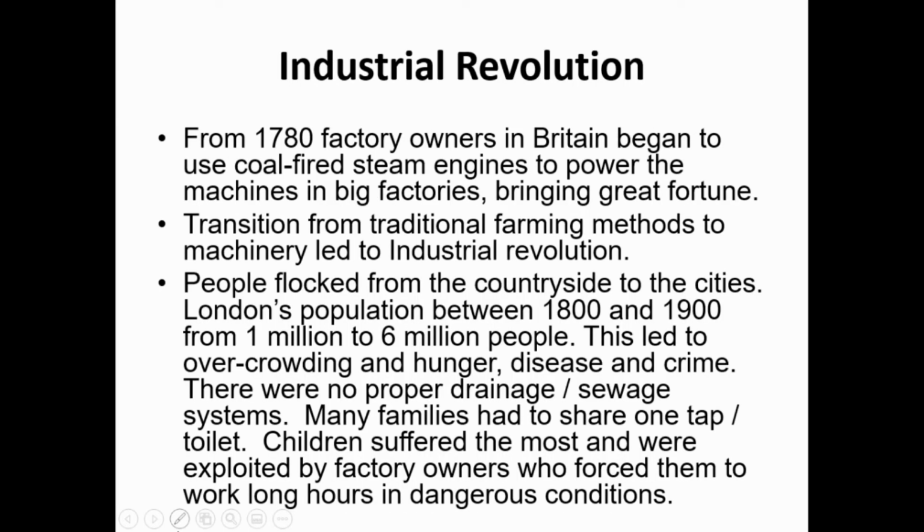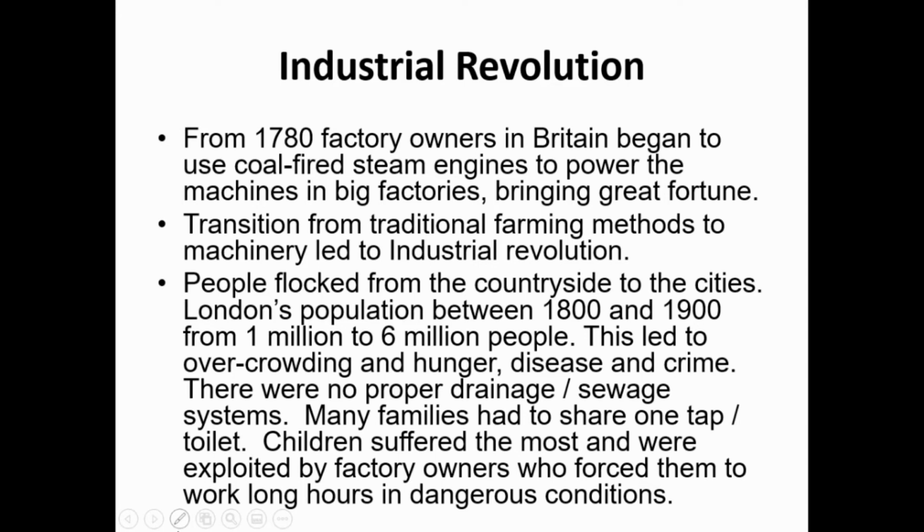Okay, so a little bit now about the Industrial Revolution and what was going on in history at that time. From 1780, factory owners in Britain began to use coal-fired steam engines to power machines in big factories, which brought great fortune. So the transition from traditional farming methods to machinery led to an industrial revolution. So people flocked from the countryside to the cities.